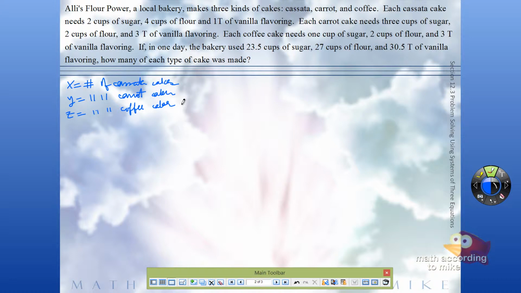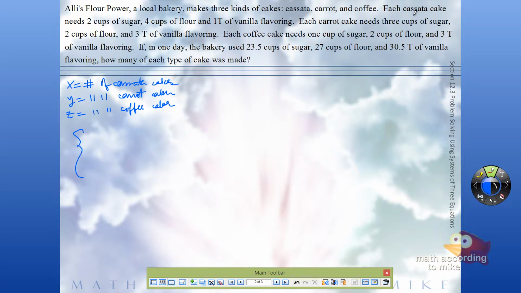Notice we have each cake to have a mixture of sugar, flour, and vanilla, and then we also know how much total was used. What you have to do is put the like units together, meaning you're going to have an equation of all sugar, all flour, and all vanilla. So don't write an equation that mixes up vanilla and flour and sugar. We don't want that at all. Let's begin. Let's start with the sugar.